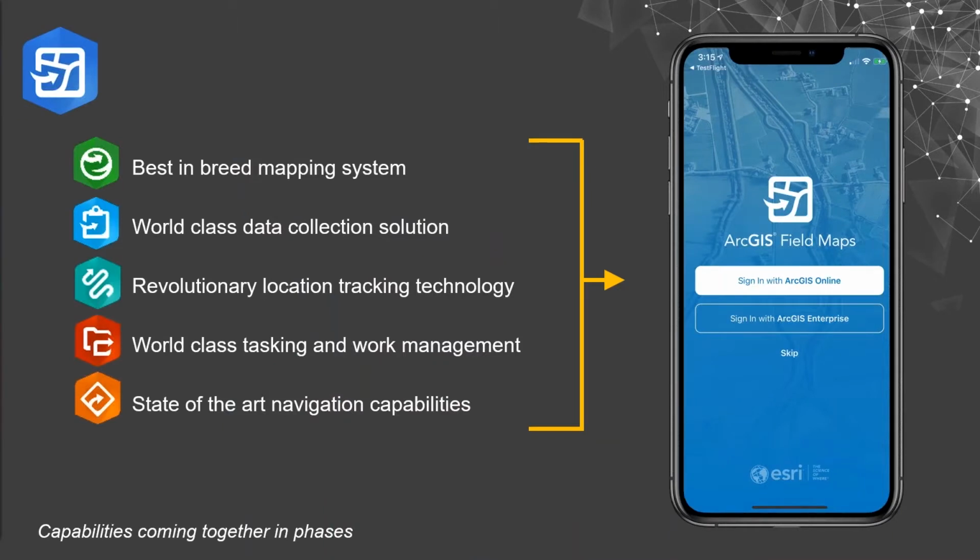So the three apps that you see at the top there, Explorer, Collector, and Tracker, their functionality and all of their future development are currently merged into the Field Maps app. So if you go and you download Field Maps, it has all the functionality of Explorer, Collector, and Tracker built into it. In fact, those three apps are set to be retired in December of this year, December 2021. The bottom two apps, Workforce and Navigator, their functionality is targeted for inclusion in Field Maps in a future release. So that's either later this year or sometime early next year.